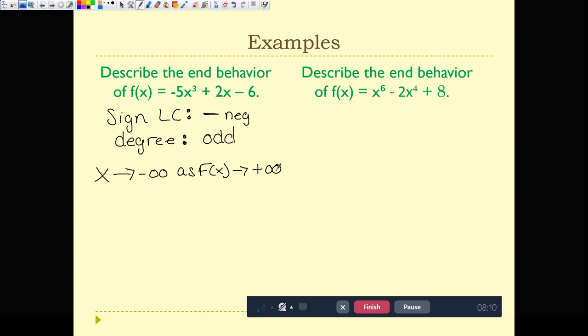And then as x approaches positive infinity, as f of x or y approaches what? Negative infinity. Because it's odd, they're opposite directions. And it's negative, so it's going to be a negative slope, something like this. And this will have 2 turning points because the degree is 3.